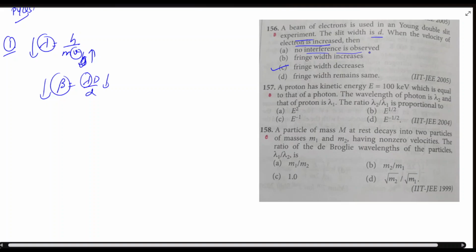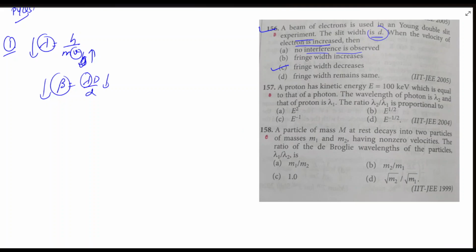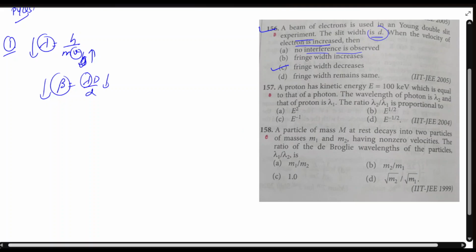Now it says no interference is observed. Look, we have seen that electrons behave like a wave. Okay, so if we take the slit width to be sufficiently small, then interference will be observed. Okay, so A will not be the option. Let's move on to our second question.